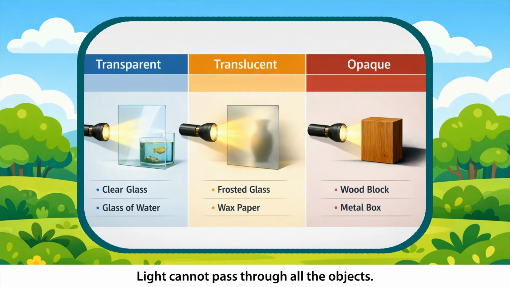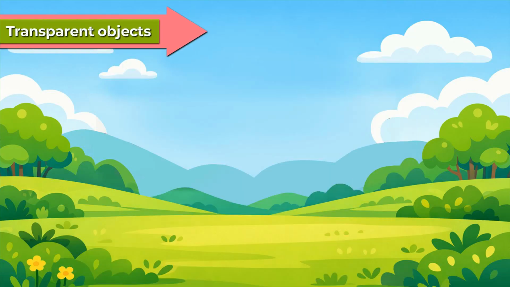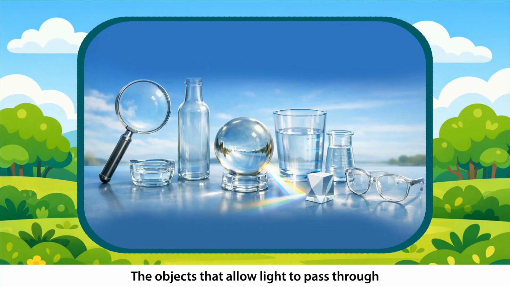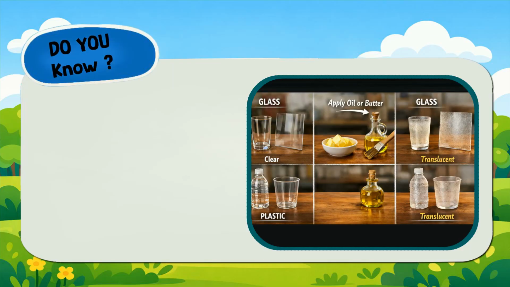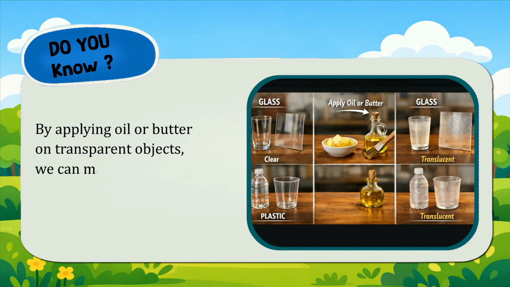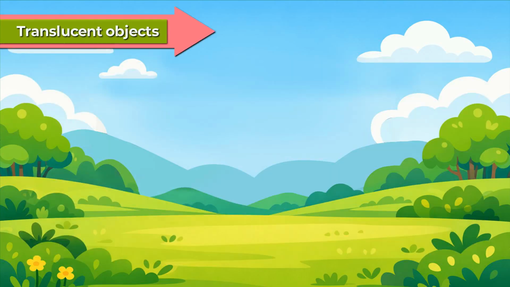Transparent, translucent, and opaque objects. Light cannot pass through all the objects. Based on their ability to allow light to pass through, objects can be classified into three types. Transparent objects. The objects that allow light to pass through them completely are called transparent objects. For example, glass, air, and clear water. Do you know, by applying oil or butter on transparent objects, we can make them translucent.